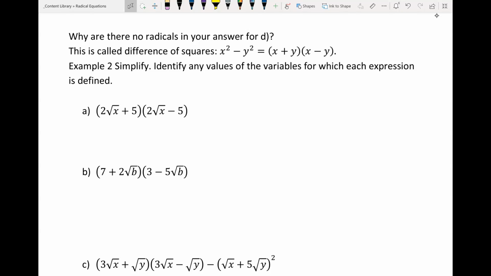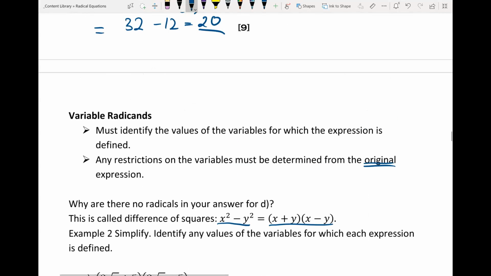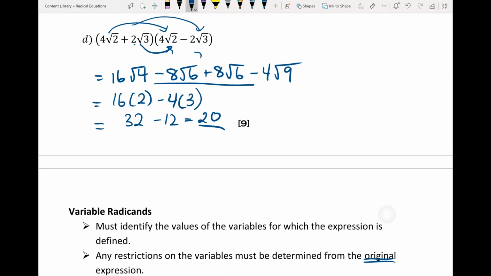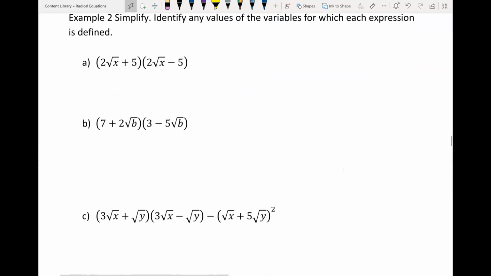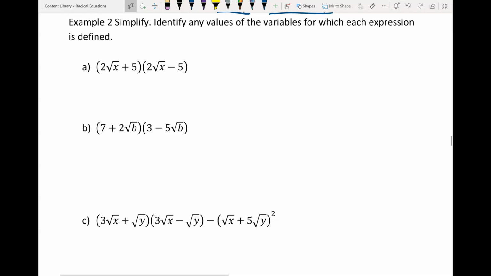Again, that's because this is a difference of squares, so it takes on a similar format to this, where our x in this case was 4 root 2 and y was 2 root 3. So for example 2, we're going to simplify and identify any values of variables for which each expression is defined. And these, you can tell, this first one here is the perfect square, this A1. So we're going to define that x has to be greater or equal to 0. We can't have any negatives inside of our root sign. We can't take the square root of negative numbers.